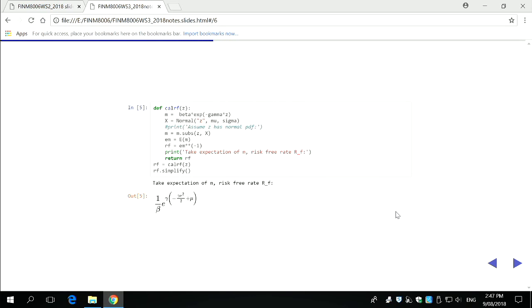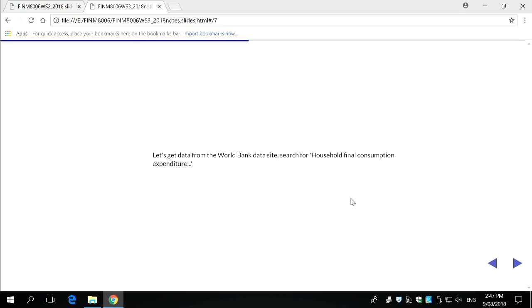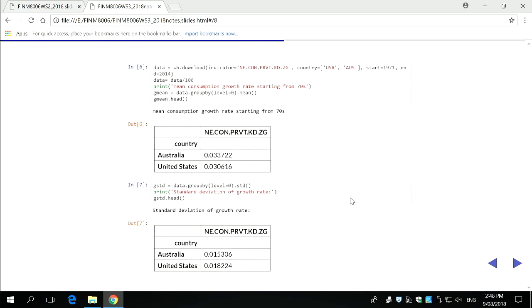Right, so I can ask the computer to compute again. Now let's use some data. I get this data from the World Bank data site, right? I get this household final consumption expenditure. If I look at Australia, United States, consumption growth rate is like 3% annually. The standard deviation is about 0.018. That's the volatility of the consumption.